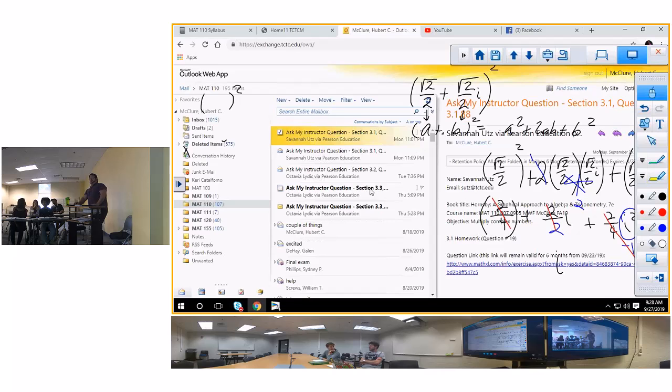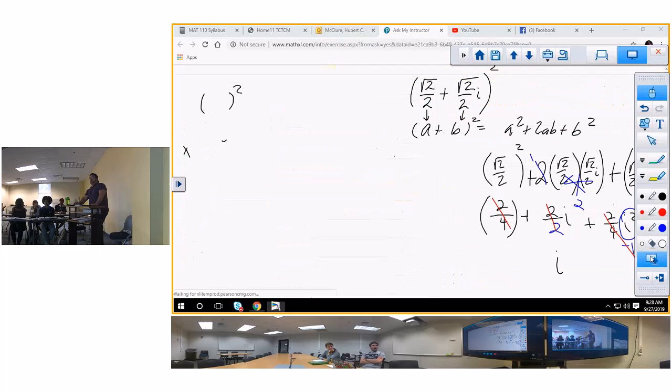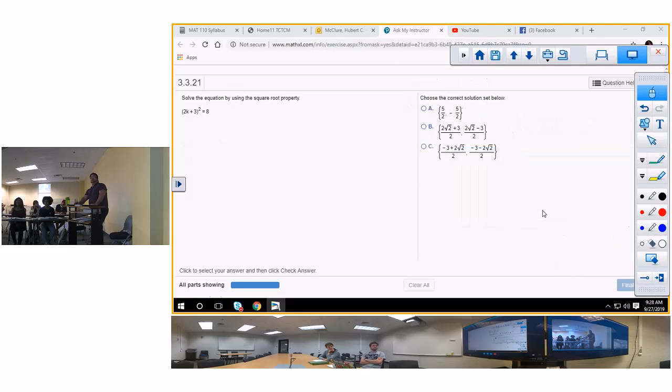All right, I think we went over these, I'm not sure. I'm going to jump down to 3.3. 3.3 says, what? Okay. This is part of completing the square. It's almost at the end where you solve for what? Solve for x. So you already know how to do this.